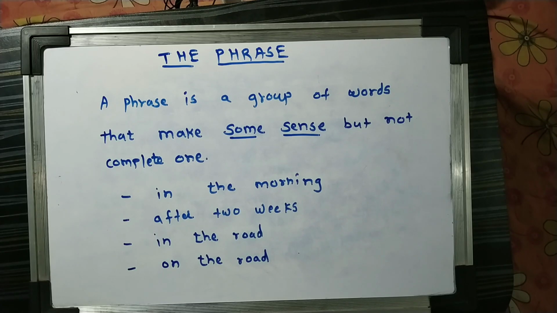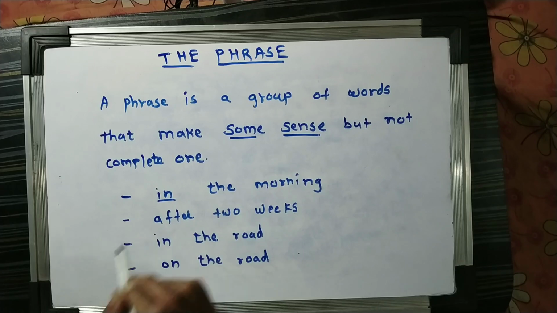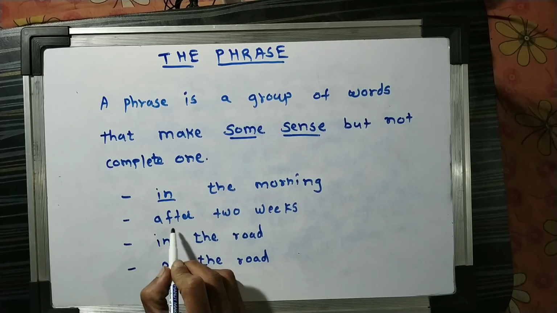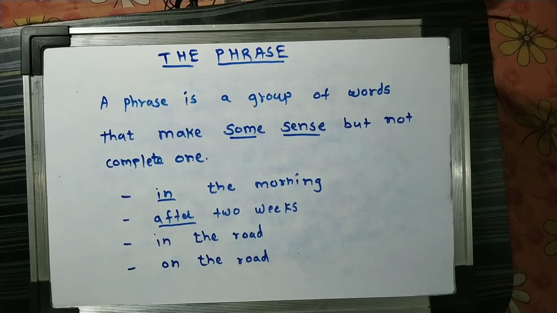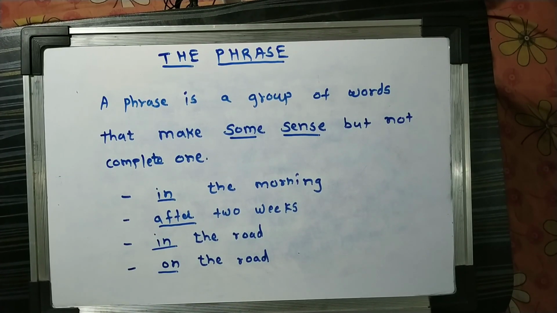Okay. And another important thing about the phrase is that a phrase most often begins with a preposition. So here in this phrase we are getting the preposition in, in the next one we are getting the preposition after, in the third one we are getting the preposition in, and in the last one we are getting the preposition on. So it is quite obvious from these examples that most often phrases begin with prepositions.